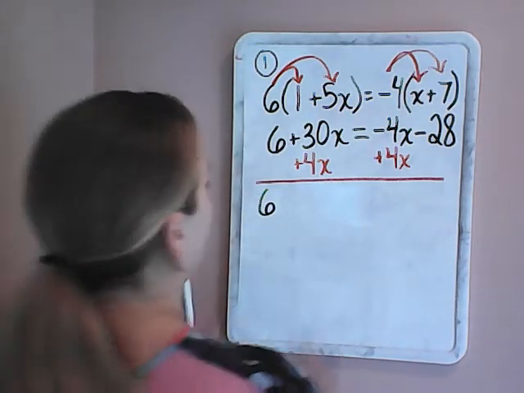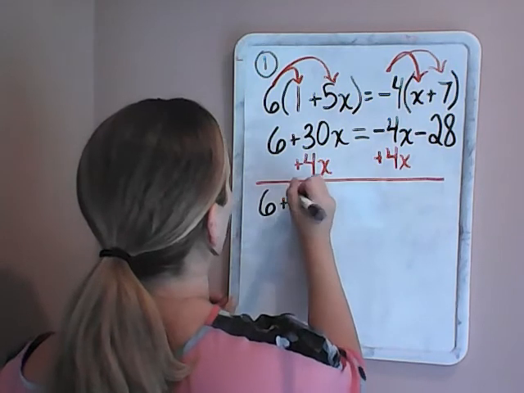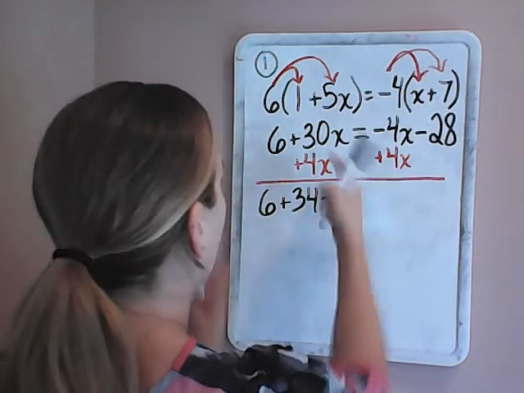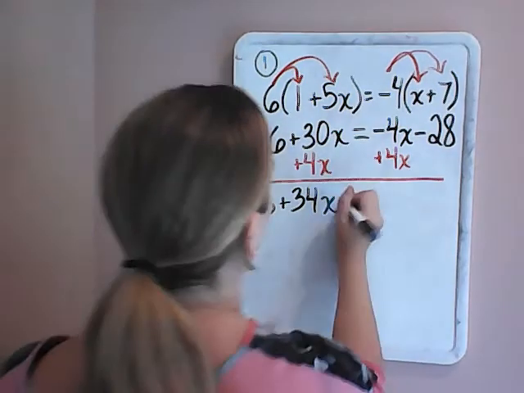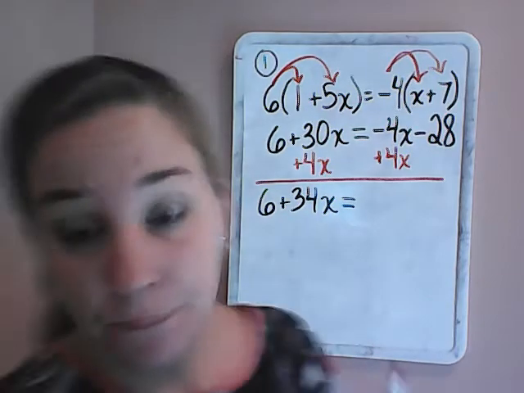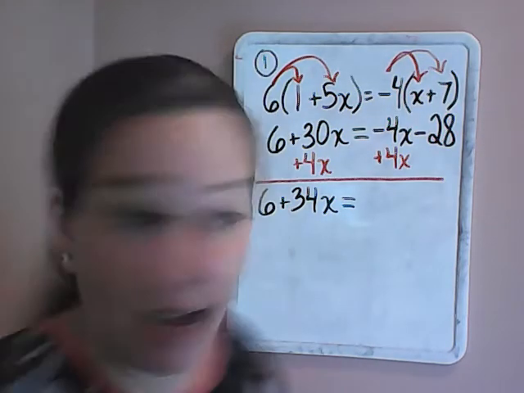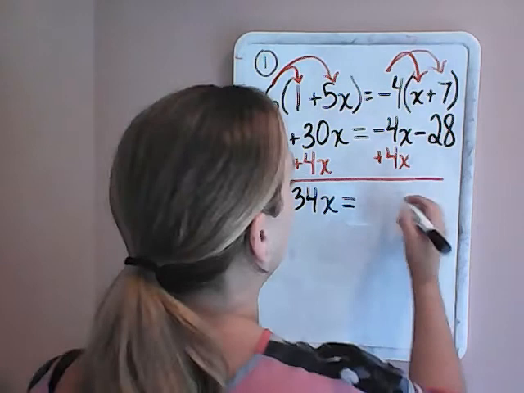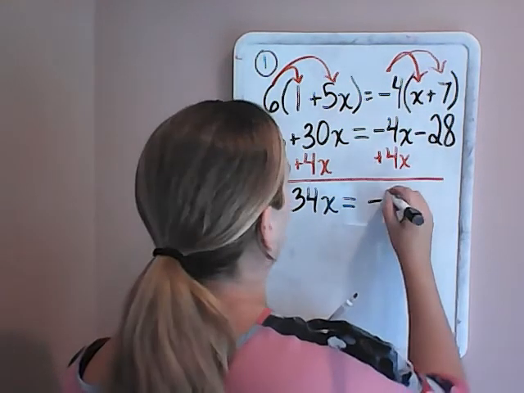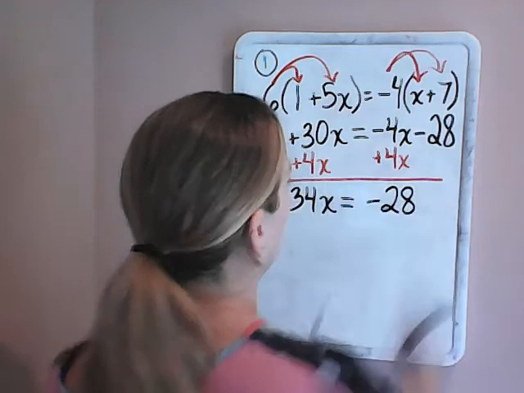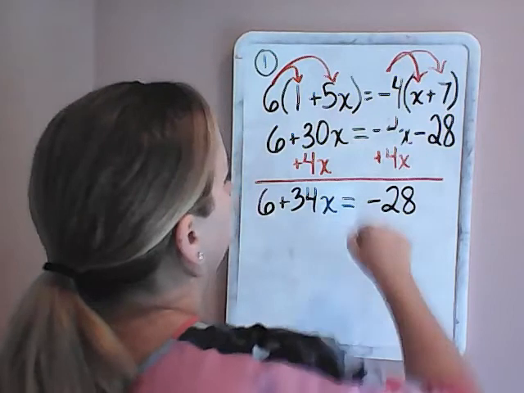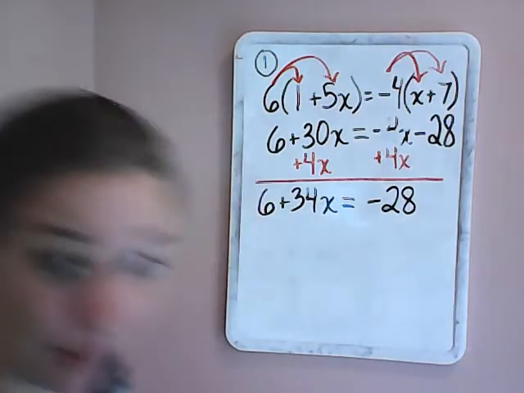30x plus 4x is a positive 34x. Right? 30x plus 4x. Awesome. Equal sign comes down. Now we have negative 4x plus 4x, which is 0. That's why we did that. So what's coming down is a negative 28. We cannot lose our negative. It's a negative 28. Right? Because if you cancel this out, the negative stays with it.